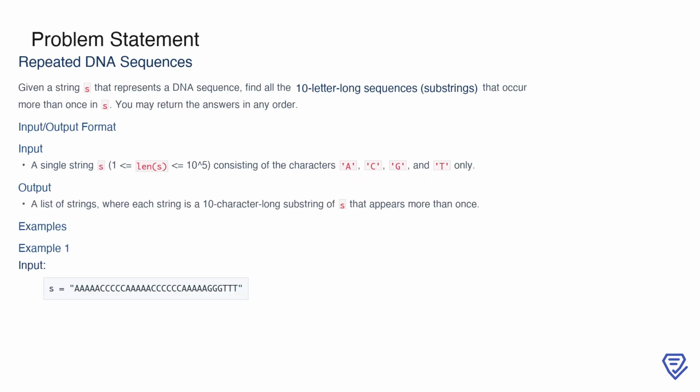The problem asks us to find all 10-letter-long substrings in a given DNA sequence that occur more than once. The DNA sequence is represented as a string S, and it only contains the characters A, C, G, and T. The task is to return these repeated substrings in any order. For example, if we are given the input string S equals AAAAACCCCCAAAAACCCCCCAAAAAGGGTTT, we need to identify all 10-character sequences that appear at least twice in this string.